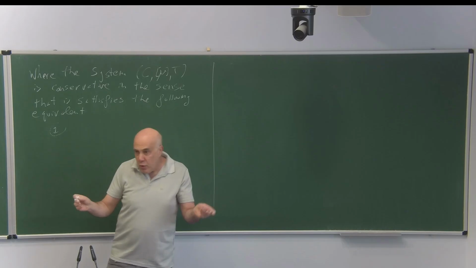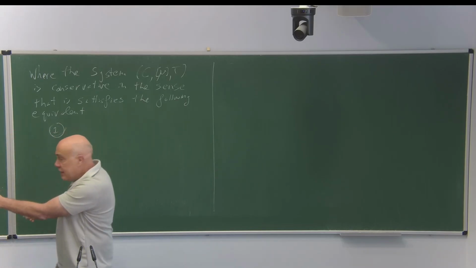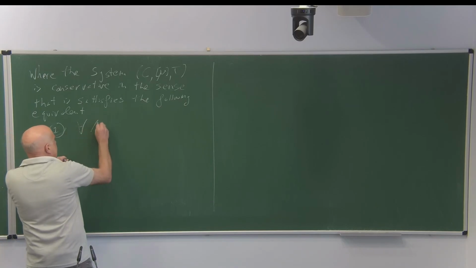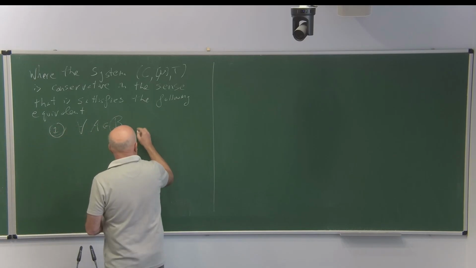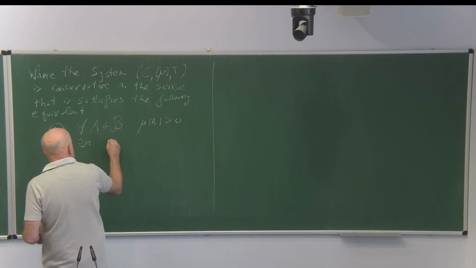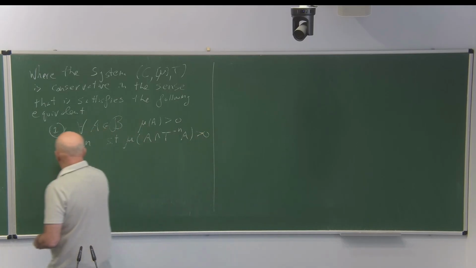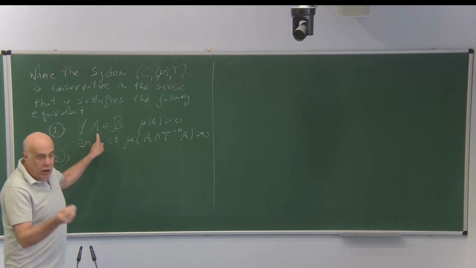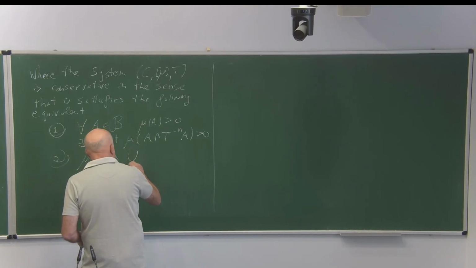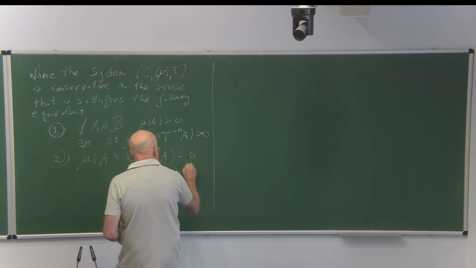There are a few different ways to view conservativity. One of them: every measurable set should not be like this, it should return to itself. So for every A in the measure algebra of positive measure, there exists some n such that mu of A intersect its translate is still positive. You can make this even more apparent by saying that mu of A minus the union of T^{-n}A is equal to 0 for every A.